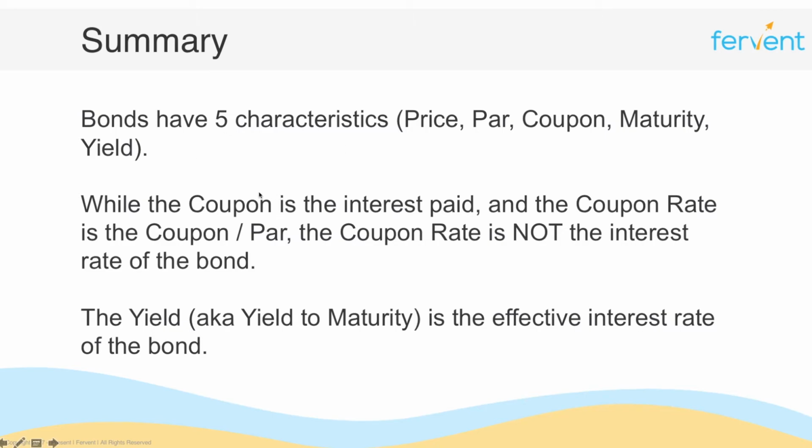Additionally, we learned that while the coupon is the interest paid and the coupon rate is the coupon divided by the par, the coupon rate is not the interest rate of the bond. That title is reserved exclusively for the yield, aka yield to maturity, which is the effective interest rate of the bond, or the internal rate of return of the bond.